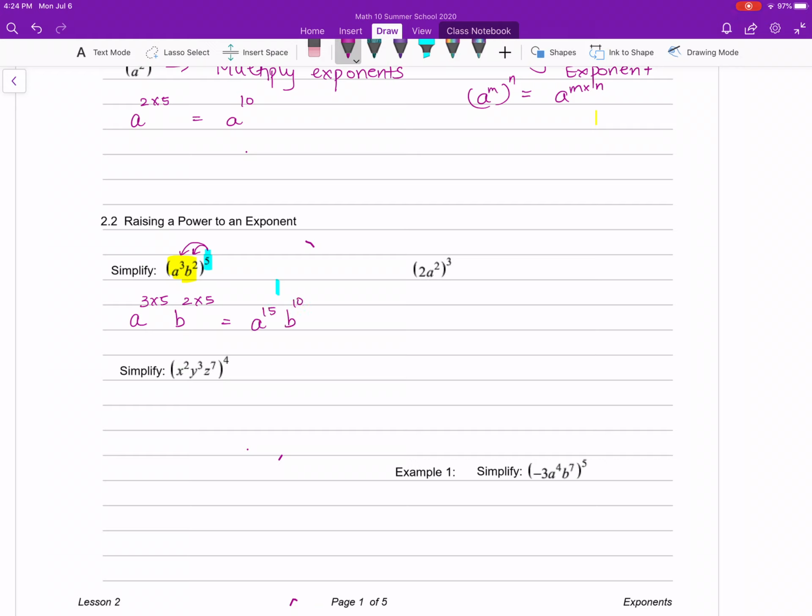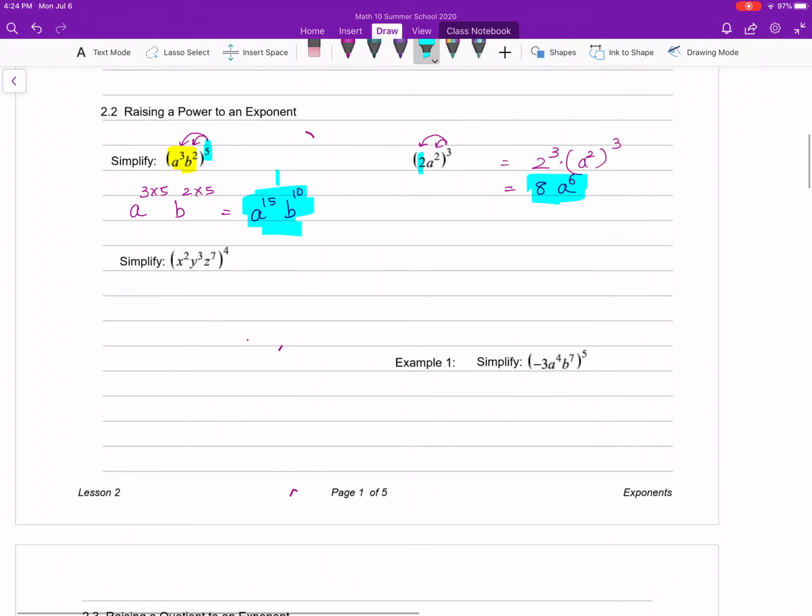Again, I'm going to do the same thing, but in this case I have a coefficient which is 2, so the exponent also applies to this coefficient. So this becomes 2 cubed multiplied by a squared to the power 3. 2 cubed becomes 8, and when we multiply 2 and 3 it is 6. So that's our answer.